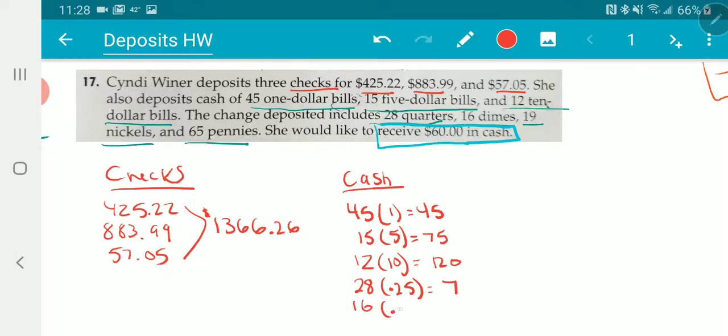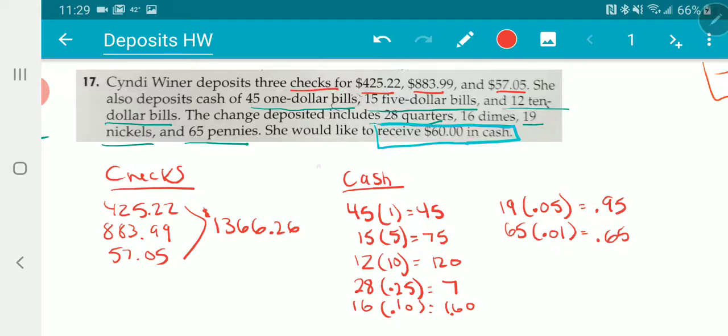16 dimes, which are represented by 0.10, is $1.60. Make sure I get my decimal point in there. I'm going to continue over here on the right. I've got my 19 nickels. 0.05 for nickels is going to be 95 cents. And last but not least, I have my 65 pennies, which would be 0.01. That's going to be 0.65.